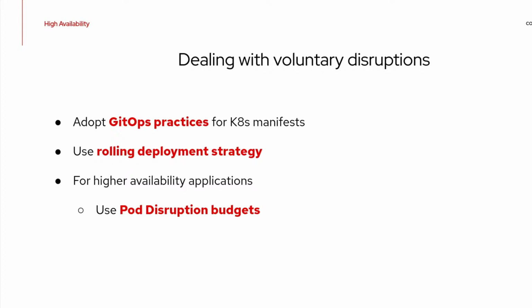Another way to deal with these voluntary disruptions is to use a deployment strategy. A deployment strategy is a way to change or upgrade an application. The aim is to make the change without any downtime, in a way that the user barely notices the improvements. By default, in OpenShift, we use the rolling deployment strategy.